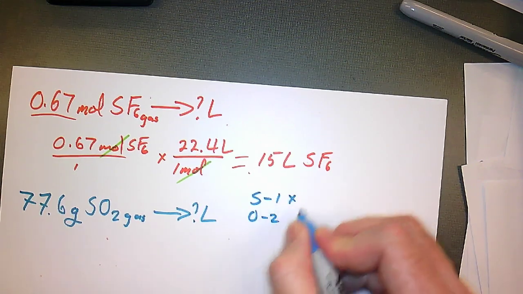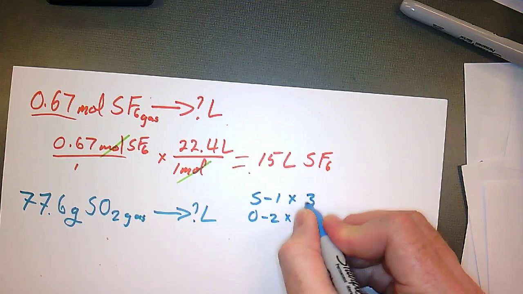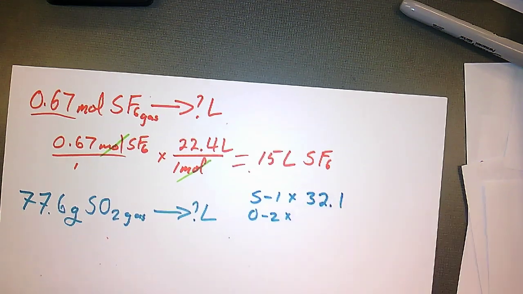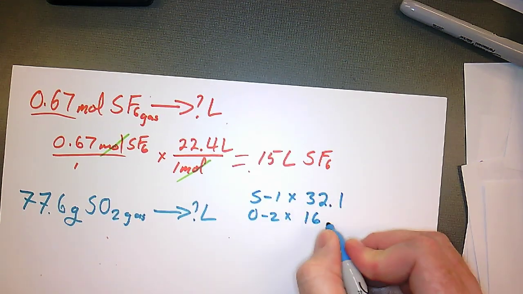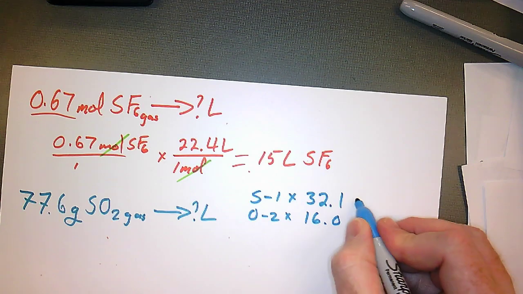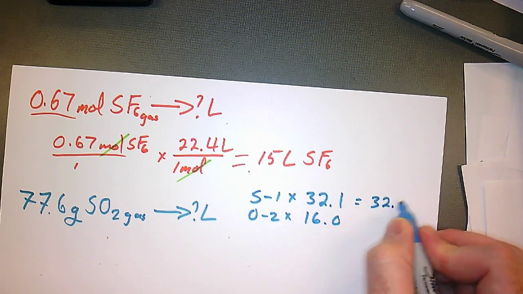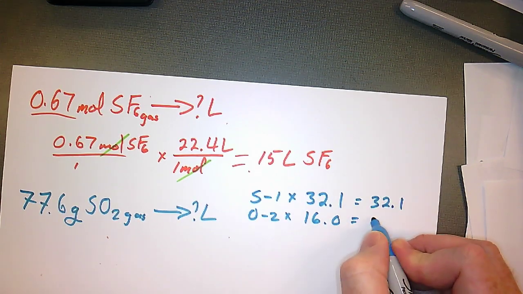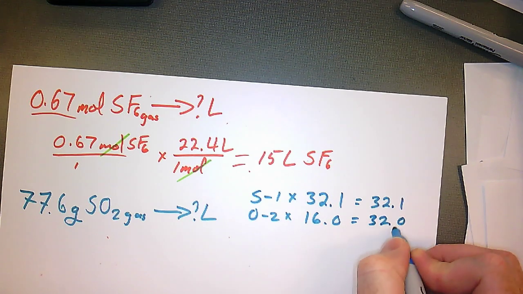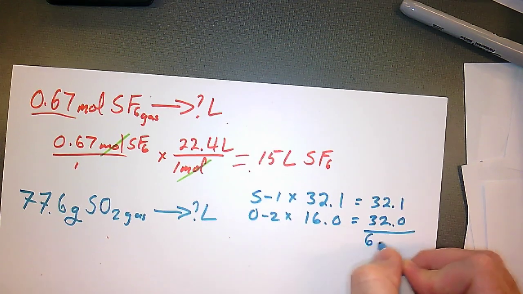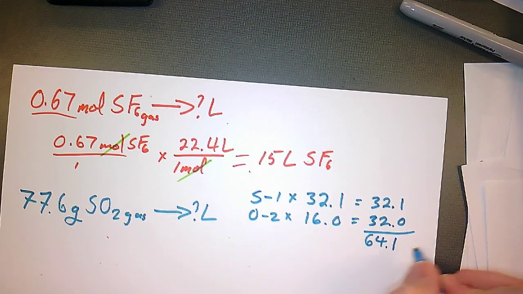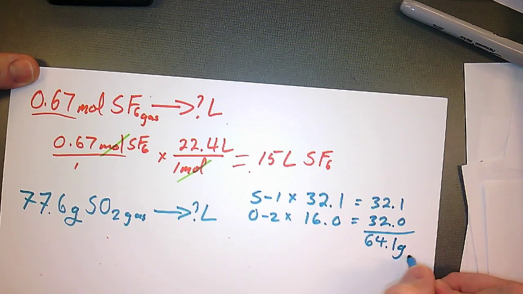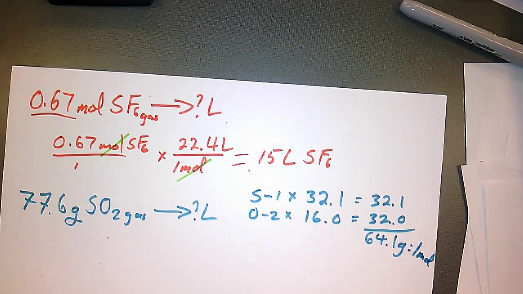Okay. Then we look on the periodic table. The mass of sulfur rounded to 1 decimal is 32.1. The mass of oxygen rounded to 1 decimal is 16.0. So 32.1 and 32.0. And we add them both together and we get 64.1. And remember, that is grams equal to 1 mole for SO2 only, right? Everything's got its own weight.